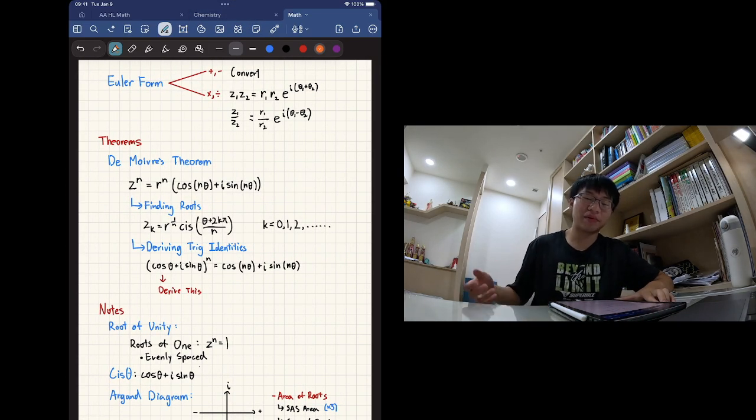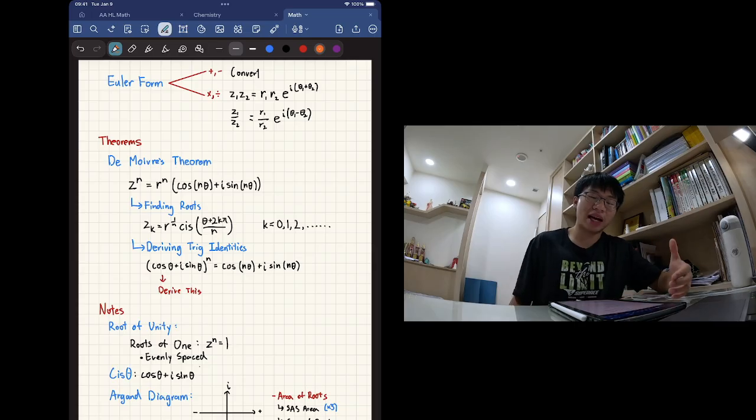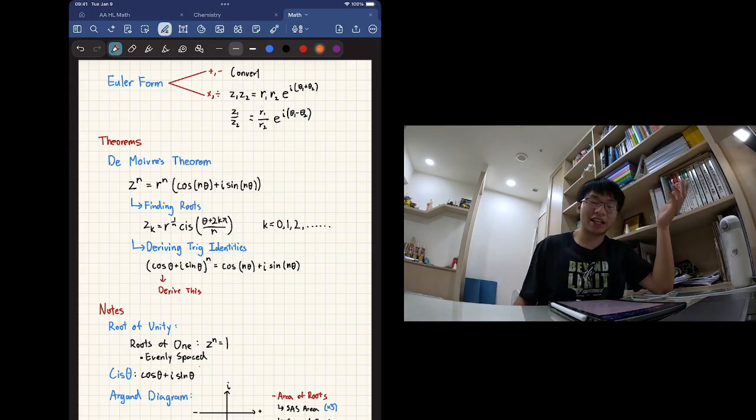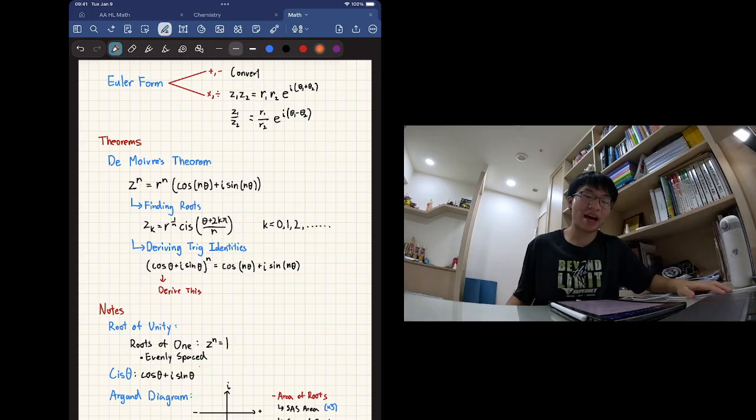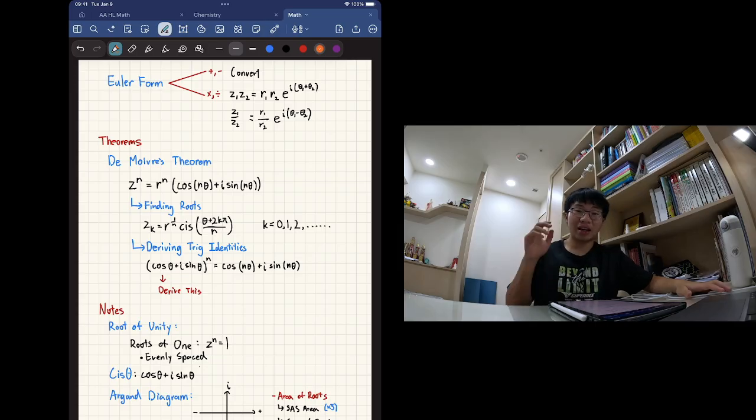So Euler form is basically very similar. So r1, r2 times together. You can't do it for addition and subtraction again, so you want to convert it back to Cartesian form. And for multiplication and division, you want to be familiar with how these different moduli and arguments work. So yeah. And the most important theorem that you'll get to know is De Moivre's theorem.